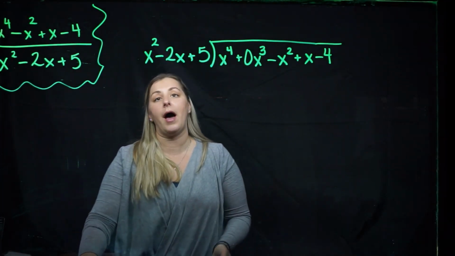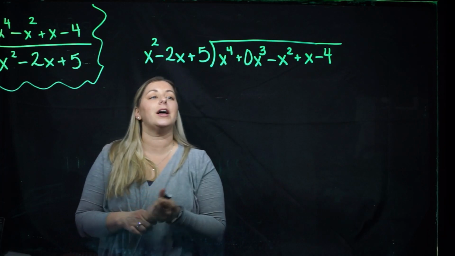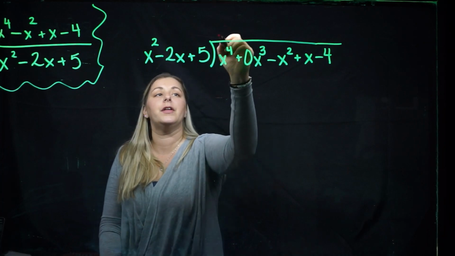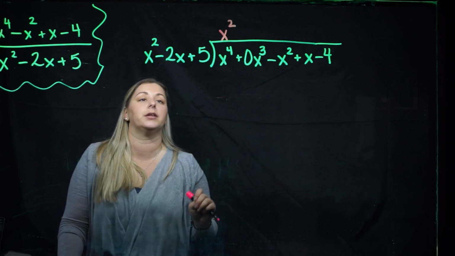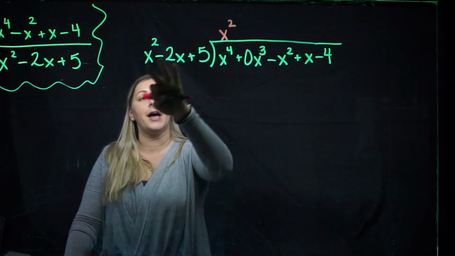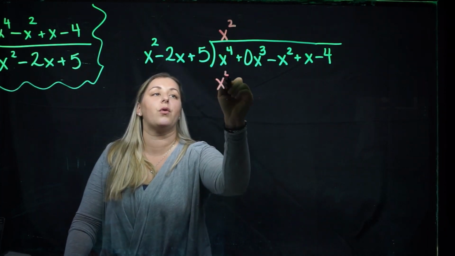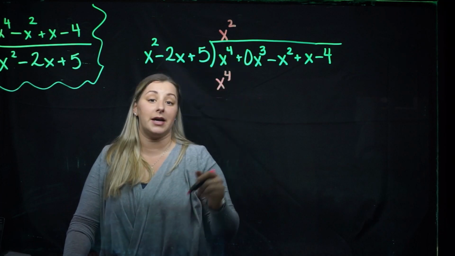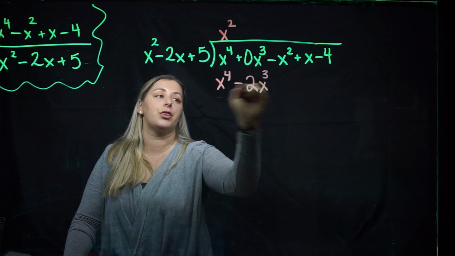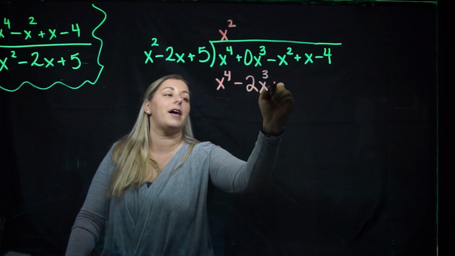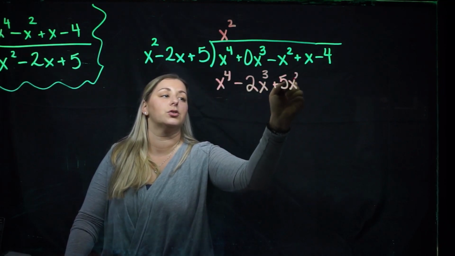All right, we start the same way. X squared times what gives us x to the 4th? And we know that that's going to be x squared because remember, when you multiply, you add your exponents. Now let's back multiply. X squared times x squared is x to the 4th. X squared times negative 2x is negative 2x to the 3rd. And x squared times 5 is 5x squared.